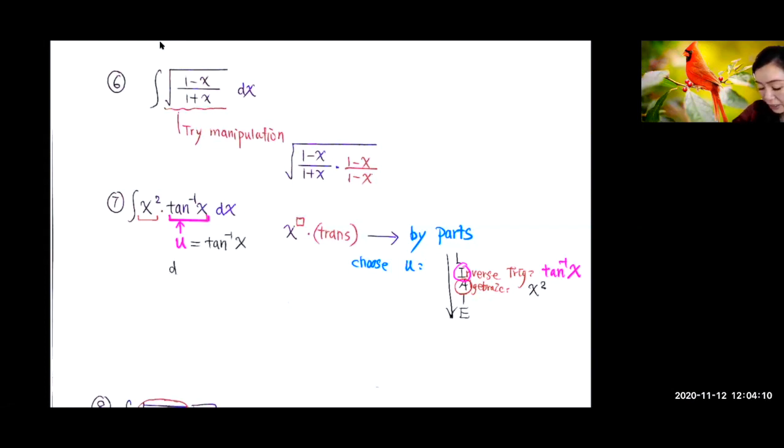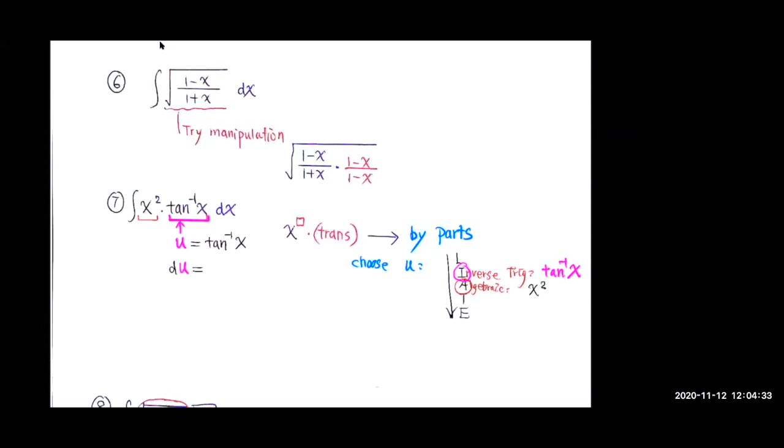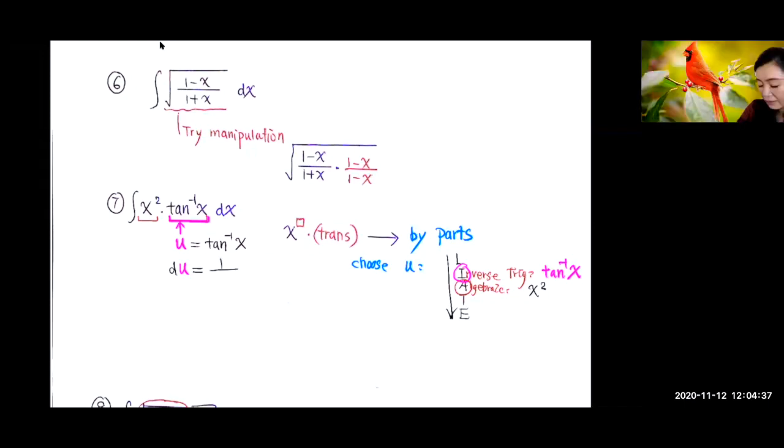Then du over here will be what? What's the derivative of inverse tangent? 1 over x squared plus 1, 1 over 1 plus x squared. Yes, you got it. And then dx.